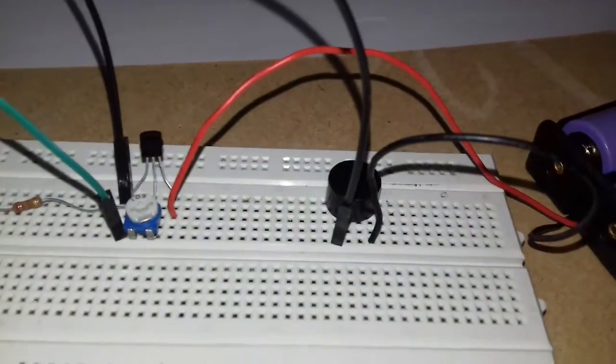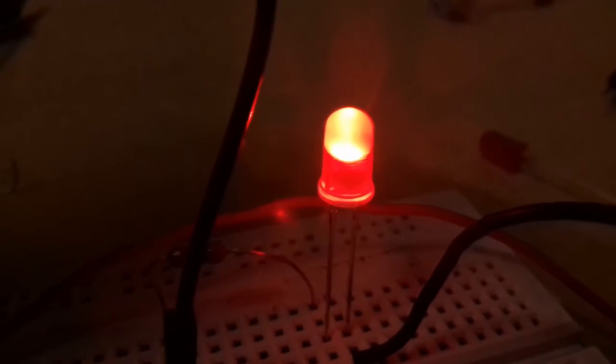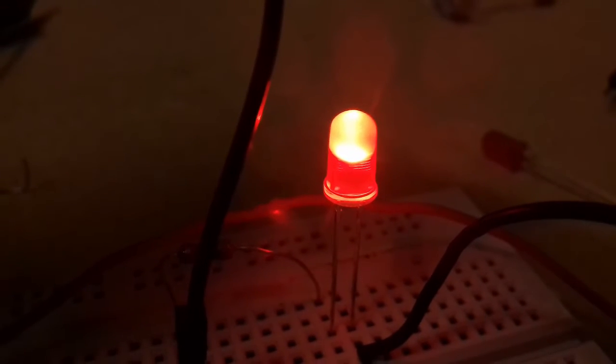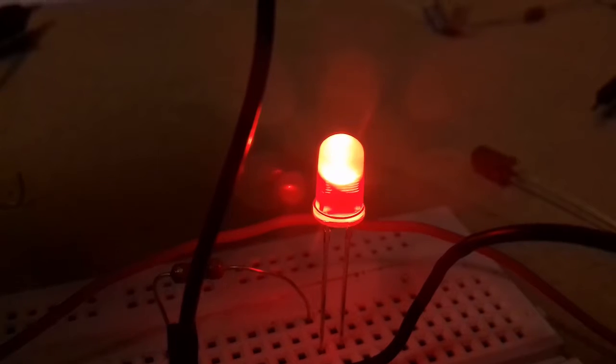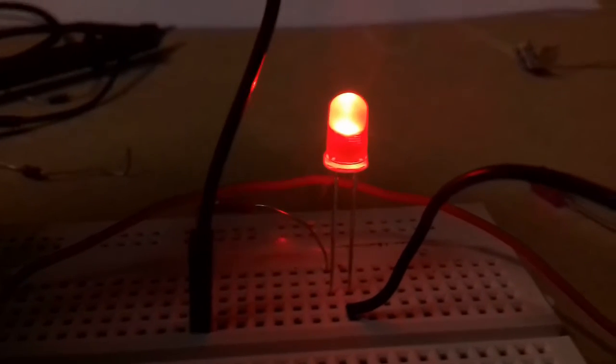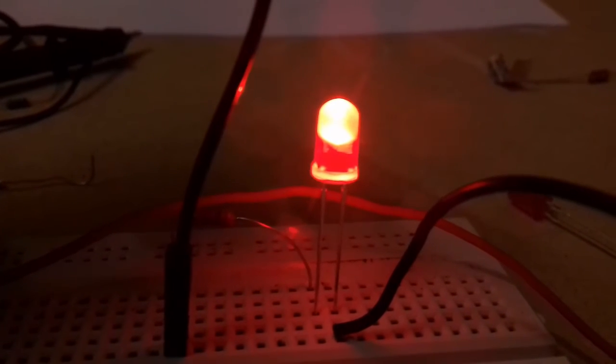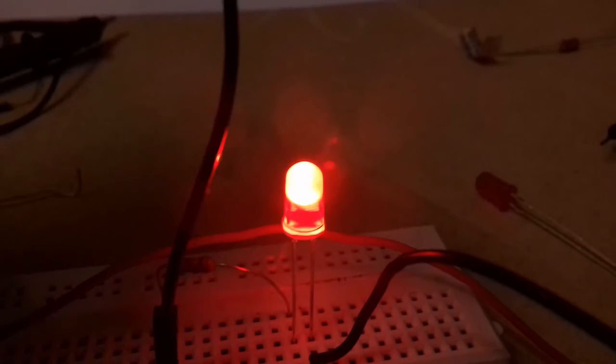We can also see the change in some LEDs. The change can be a little visible in this LED too. I am increasing the base current. See, there is an increase in the intensity. Again I am decreasing here. Okay, that's the change. Again I am increasing. Full. Again decreasing.